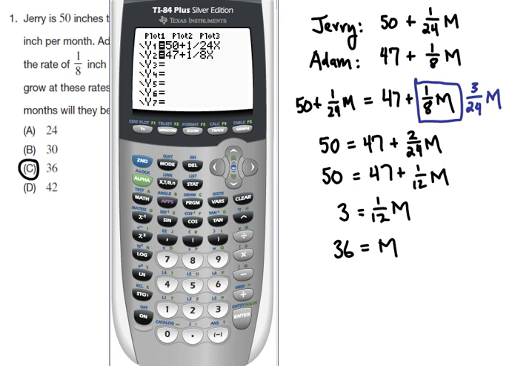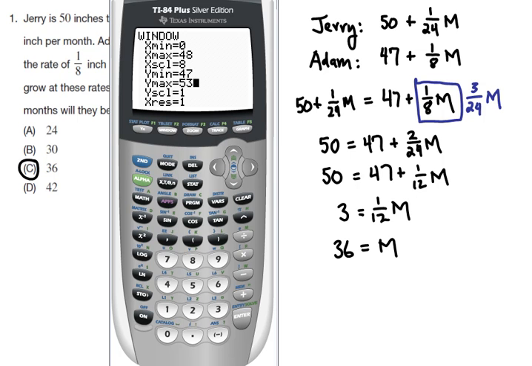So Jerry's height will be somewhere between 50 and 52 inches, whereas Adam's will be somewhere between 47 and 53 inches. And the total number of months will be somewhere between 0 and 48. So that helps me to set up my window to get a good window on this. The number of months is our x variable. And so I set that from 0 to 48 because they will grow this way for the next 4 years, by 8. And the minimum height would be 47 and the maximum height would be 53. So when I go to graph at this point, I should have a very good graph.